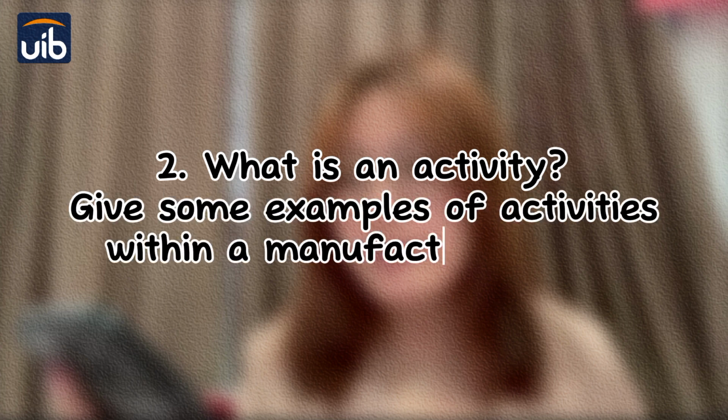What is an activity? Give some examples of activities within a manufacturing firm. An activity in the context of a manufacturing firm refers to a specific task or operation carried out as part of the production process. The first example is production, making goods or products according to specification. The second one, quality control, inspecting and ensuring the quality of materials and finished products. The third one, inventory management, tracking and managing raw materials, work in progress and finished goods.